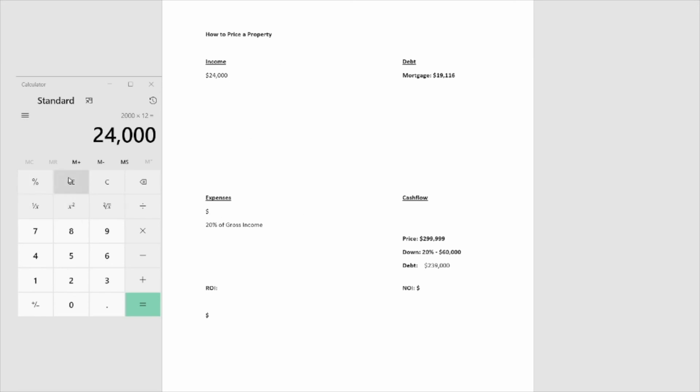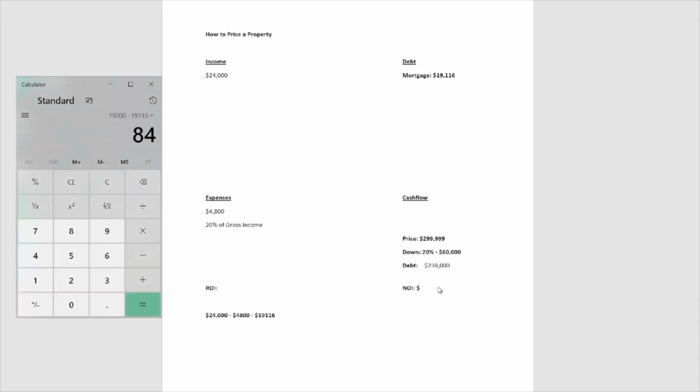Now we're going to have to find the expenses. So let's take $24,000 per year, and we're going to multiply that by 20%, which is going to be $4,800 per year in expenses. Now we have to figure out what our net operating income is. So we're going to take our income, which is $24,000. We're going to minus our expenses of $4,800. And then we're also going to minus the mortgage, which is $19,116 per year. So that leaves our net operating income at $84.